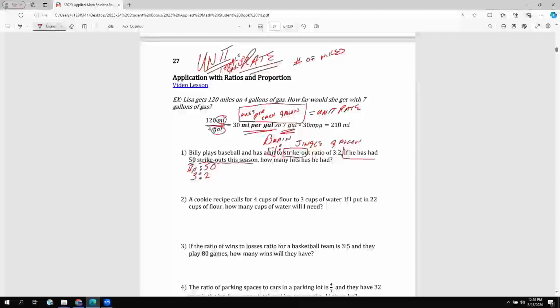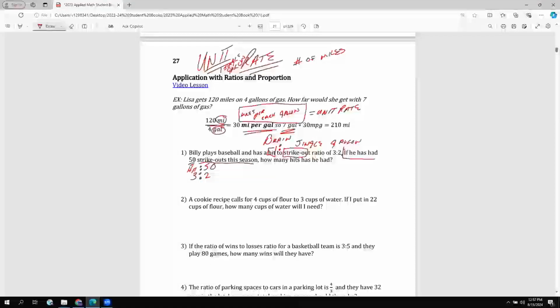So here's the thing. They're just giving you a starting ratio. They're saying, let's just say last year, Billy had a hit to strikeout ratio of 3-2, which means he's getting 3 hits for every 2 strikeouts. Another way to understand this is this.